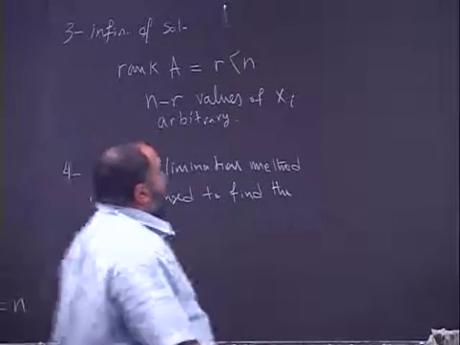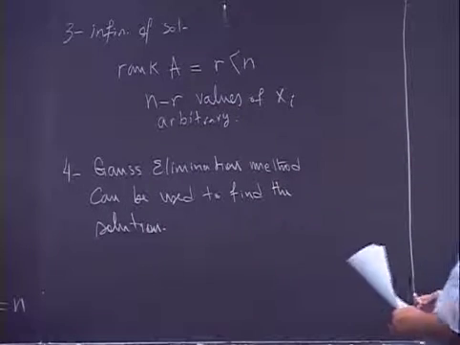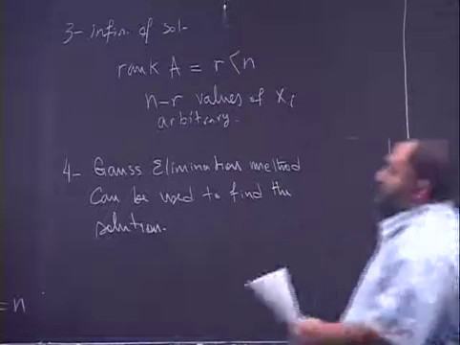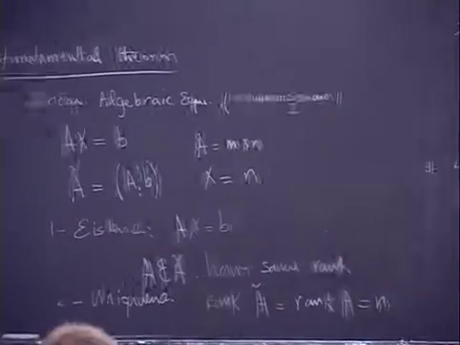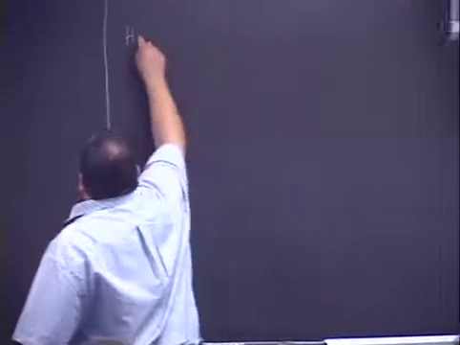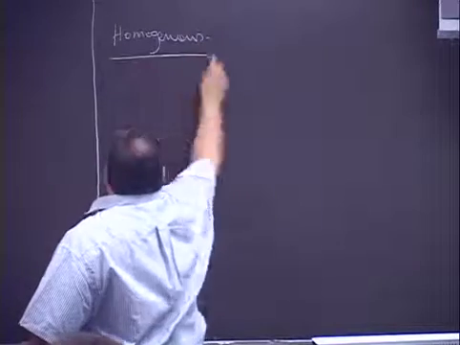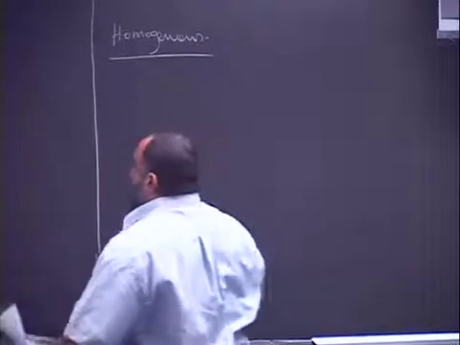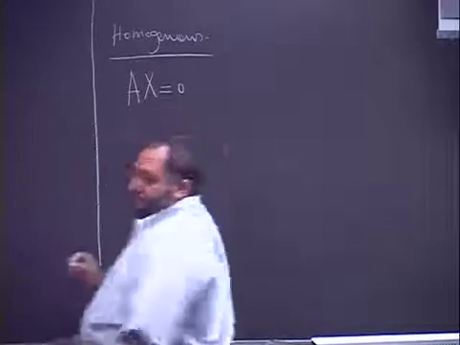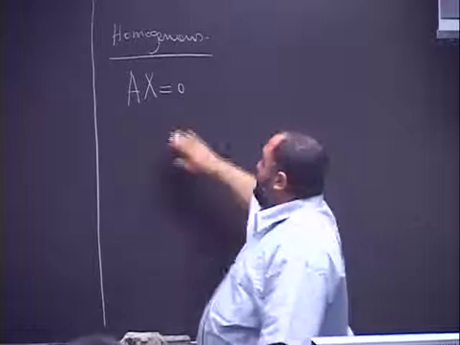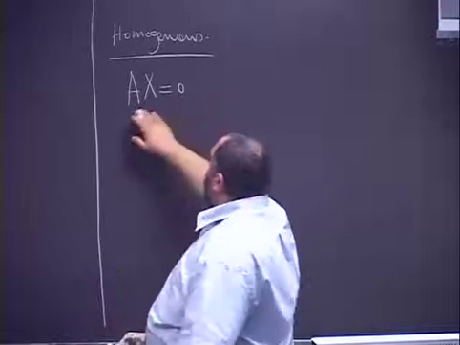So what about the homogeneous system of linear algebraic equations? Now we were talking about the inhomogeneous system. The homogeneous system is defined as AX equal to 0. So you do not have constants on the right hand side of the equation.